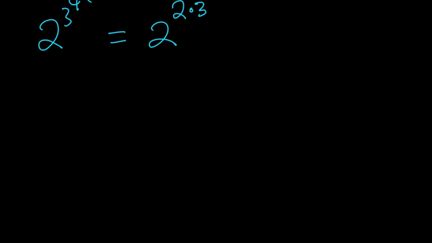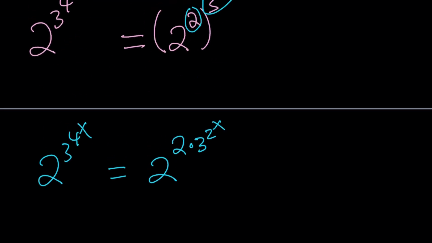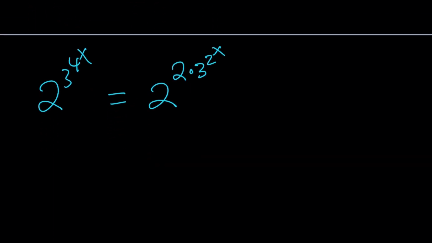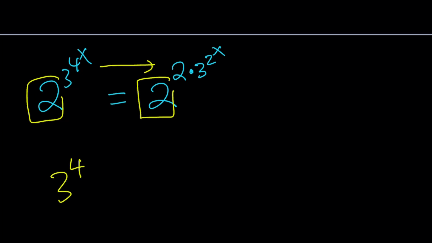So we get 2 times 3 to the power, let me rewrite it, 2 to the power x. Anyway, so we get this expression now. The bases are equal. Notice that here we have the same base. So we can set the exponents equal to each other. Make sense? So that gives us 3 to the power 4 to the power x equals 2 times 3 to the power 2 to the power x.